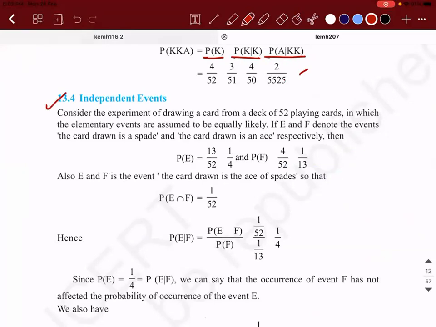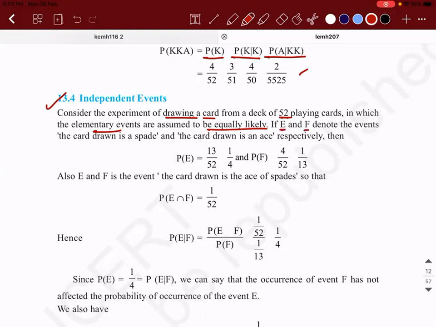Independent events. So let me explain this. If you consider an experiment of drawing a card from a deck of 52 playing cards in which the elementary events are assumed to be equally likely, meaning every event has an equal probability of how much? 1 divided by 52. That is the meaning of equally likely.